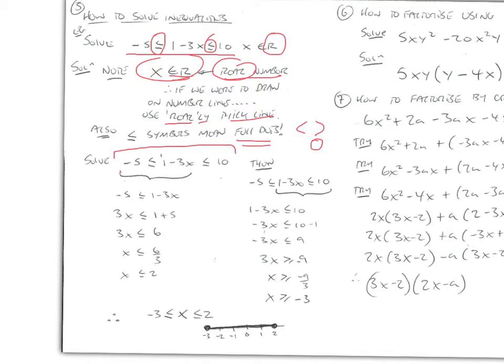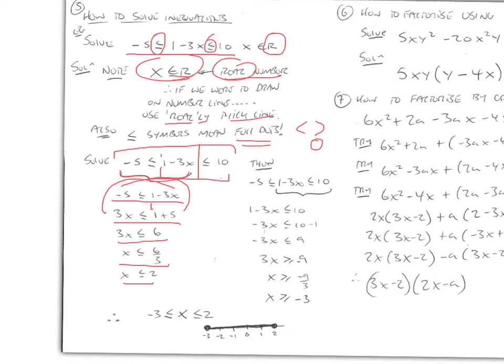10, but we just take this half first, okay, and we have minus 5 is less than or equal to 1 minus 3x. Now, I always like to have my variables on the left, so I'll bring this over here and it becomes plus 3x less than or equal to 1, and I'll bring this over here, it becomes plus 5. Okay, so I have 3x is less than or equal to 6, x must be less than or equal to 6 over 3, x is less than or equal to 2. That's half the problem done.